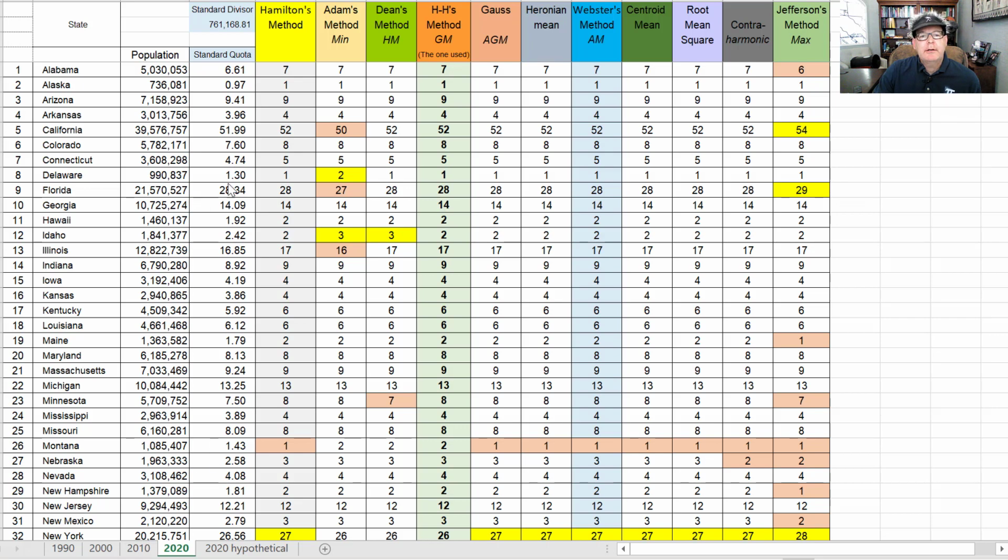And we're going to look at the apportionment and compare if we use Hamilton's method or Adams' method, Dean's method, rounding by the harmonic mean, Huntington-Hill's method, rounding by the geometric mean, Webster's method, rounding by the arithmetic mean, Jefferson's method, where for Jefferson and Adams you round by the min and max of the two numbers.